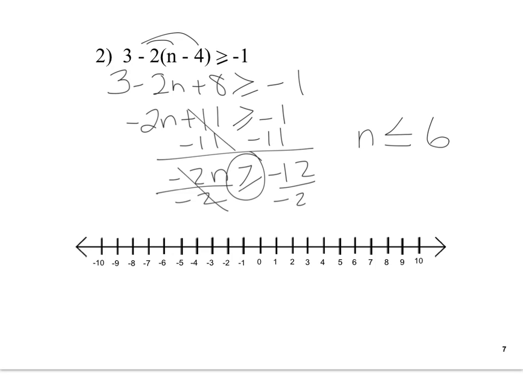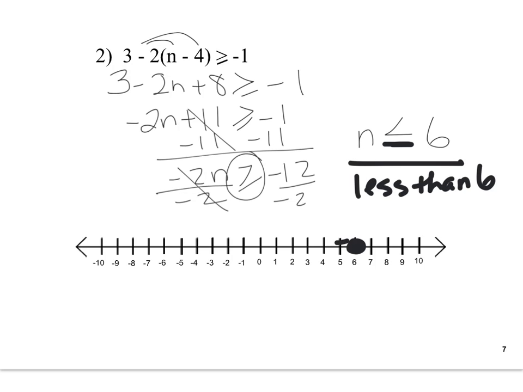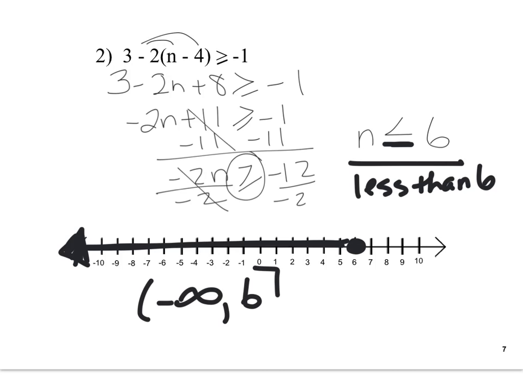Okay, so graphing this, n is less than or equal to -6. So -6 is here, and it's colored in because of this. That line means it's colored in. Remember, it's all numbers less than -6. So I'm going to go this way. Those are all the numbers less than -6. And we go negative infinity to -6, and that would make it a square bracket because it's colored in here.